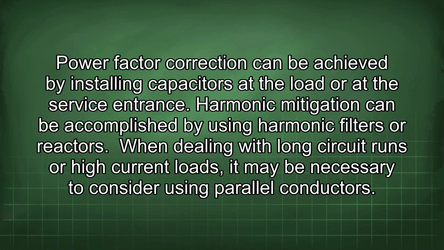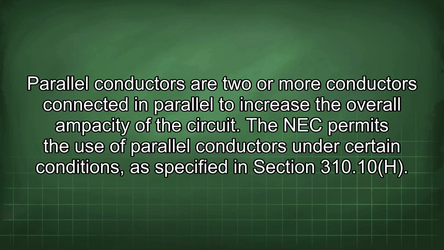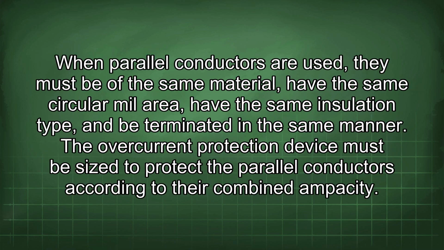When dealing with long circuit runs or high current loads, it may be necessary to consider using parallel conductors. Parallel conductors are two or more conductors connected in parallel to increase the overall ampacity of the circuit. The NEC permits the use of parallel conductors under certain conditions, as specified in section 310.10(H). When parallel conductors are used, they must be of the same material, have the same circular mil area, have the same insulation type, and be terminated in the same manner. The overcurrent protection device must be sized to protect the parallel conductors according to their combined ampacity.